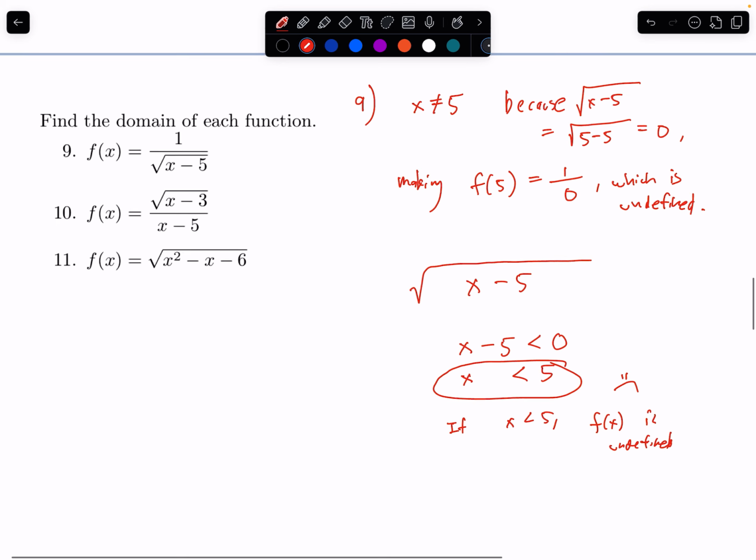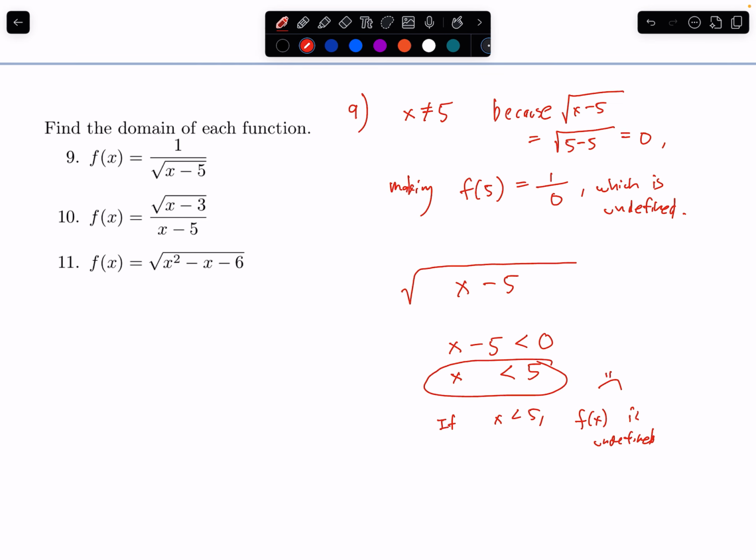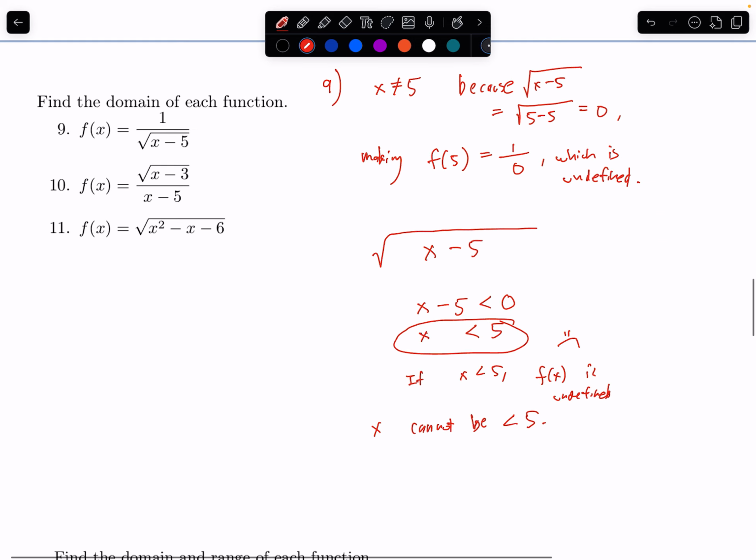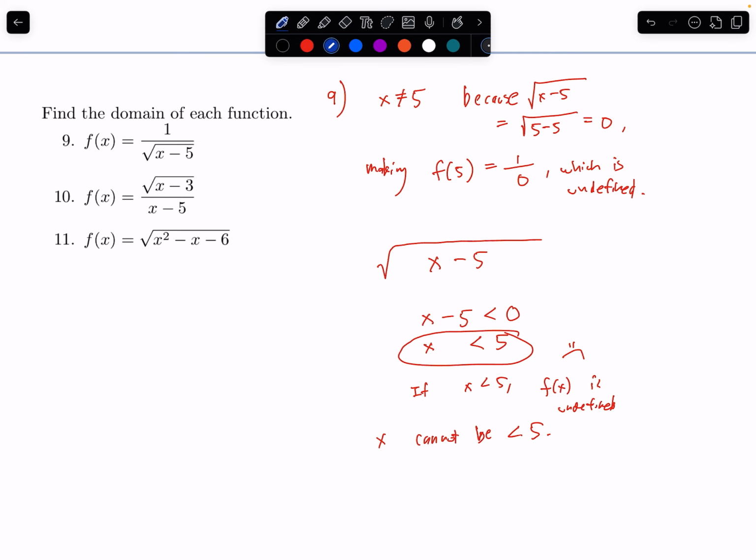Okay, so I kind of found the domain in reverse here. I found what x could not be, right? So x cannot be equal to 5, and it cannot be less than 5. So what can it be then? We've got to state the domain in the positive sense, right? x cannot be 5, it cannot be less than 5 either. That means x could be anything that's greater than or equal to 5. As long as you're greater than or equal to 5, then you're fine.